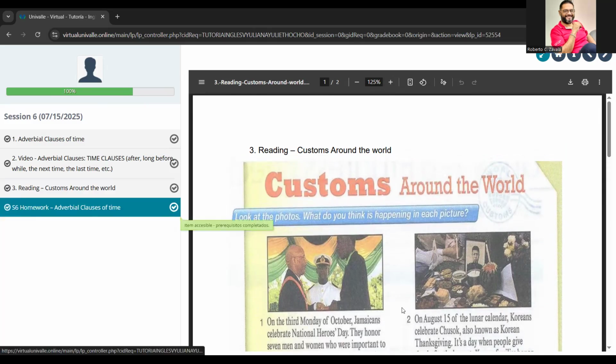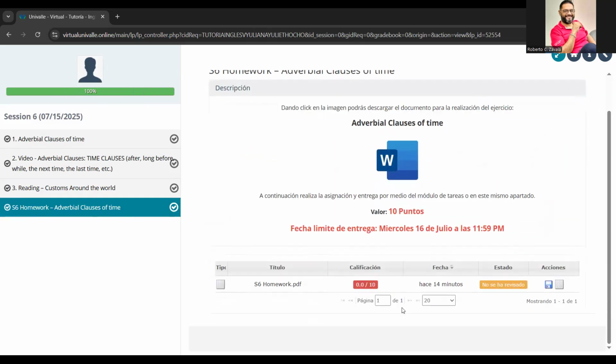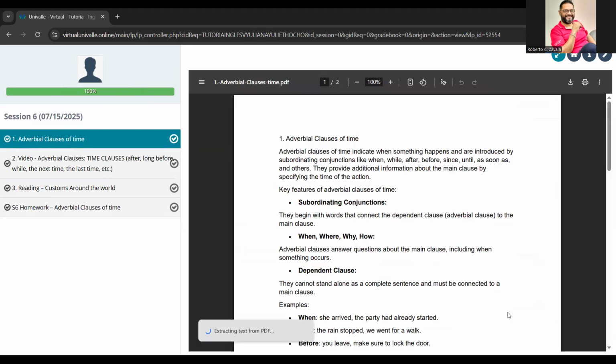Now let's look at the homework. It is worth 10 points. It has to do with adverbial clauses. So if there are no questions, this is basically today's lesson.